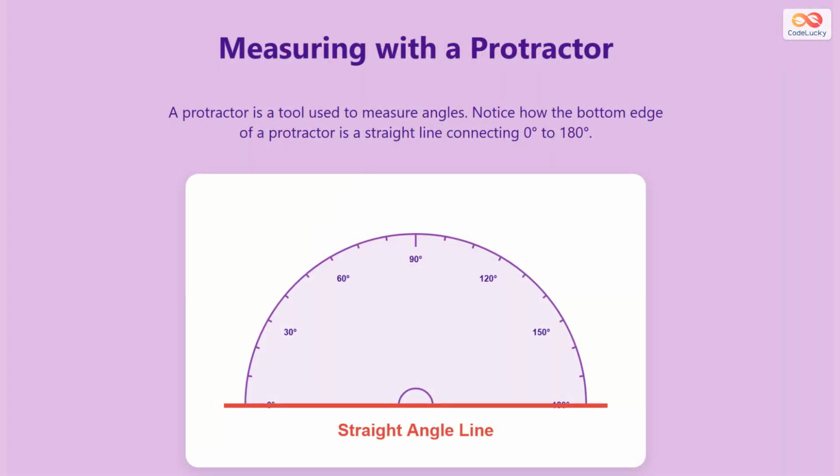You can see this clearly on a protractor. A protractor is the tool we use to measure angles. The straight edge at the bottom represents a straight angle, stretching from 0 on one side to 180 on the other.